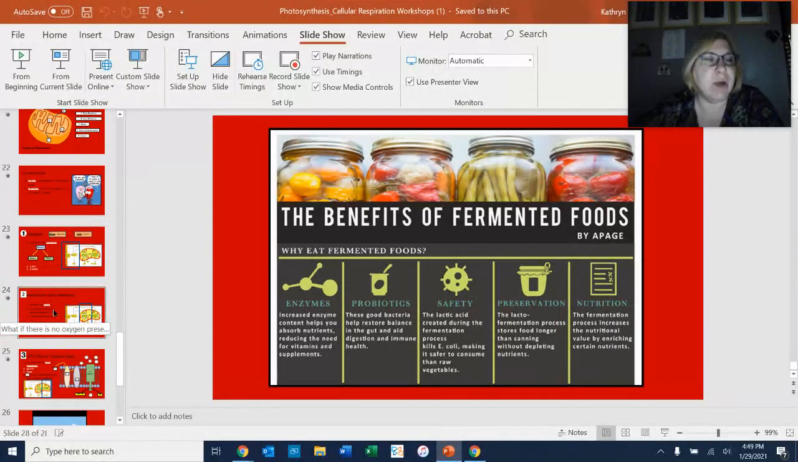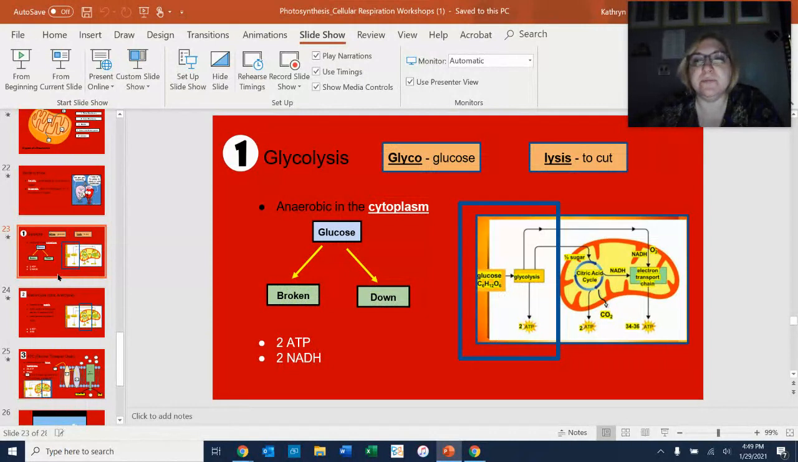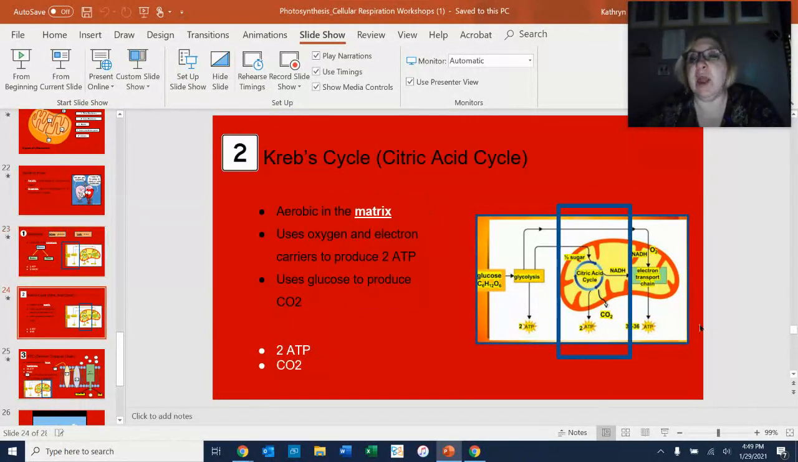So just to kind of wrap it up, let me come back over here. Here's what happens. You have the anaerobic cytoplasm, and that is where glycolysis takes place and breaks down sugar into ATP and NADH. Those things, ATP and NADH, are used in the aerobic, which is using oxygen, reaction inside the mitochondria called the Krebs cycle, also known as the citric acid cycle. Uses oxygen and electrons, and it produces more ATP and carbon dioxide, which comes out.